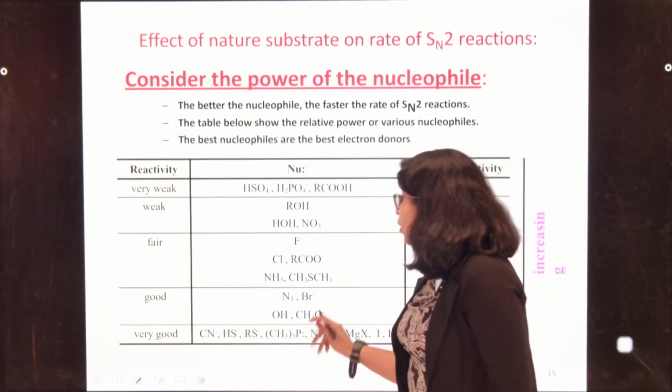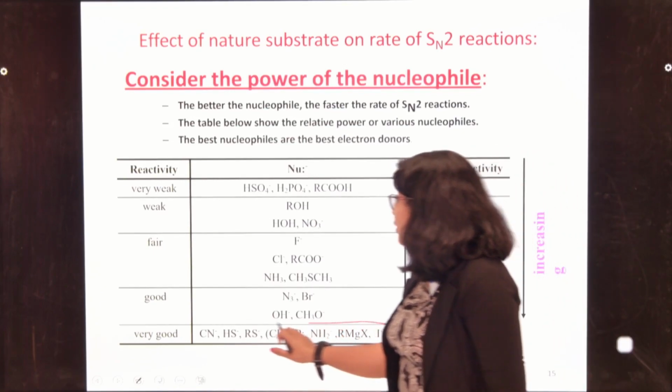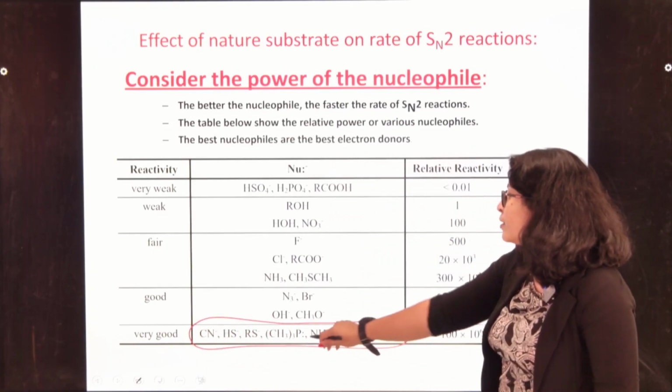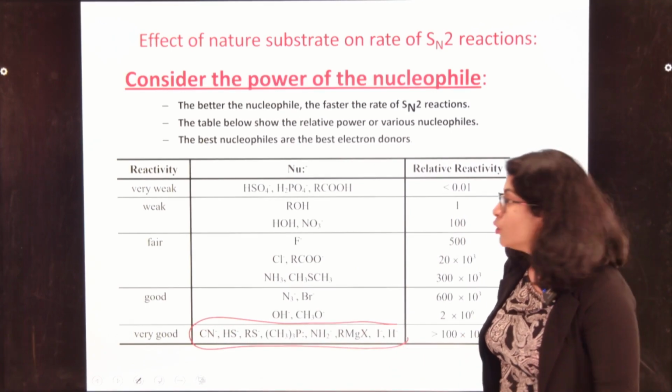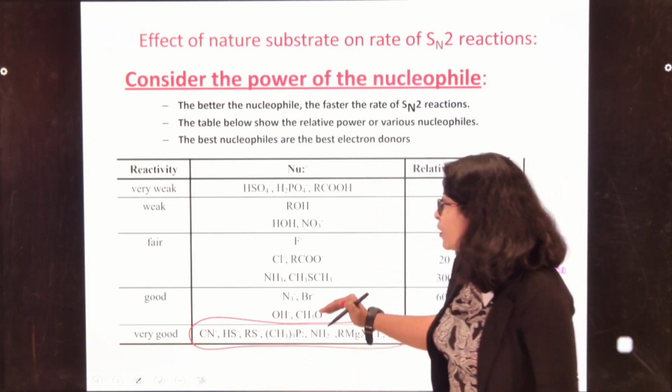So if I compare the order, basically iodine, CN minus, HS minus, RS minus. These are very good nucleophiles, and gradually the nucleophilic strength decreases in this order.